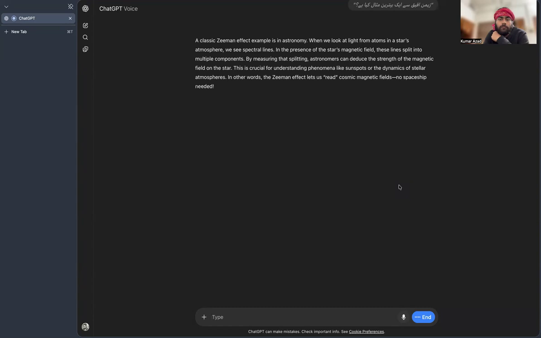No spaceship needed. So in the previous case for the Stark effect, I think electric field and the lasers are relevant, and for the magnetic field part, you are discussing this atmosphere and stars thing. Am I correct on this?